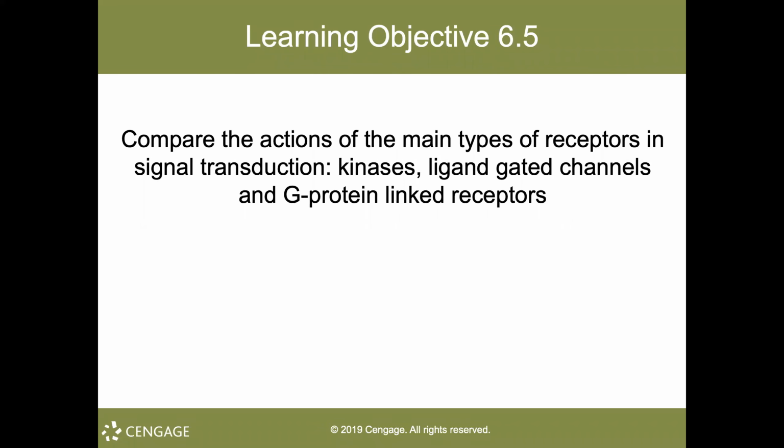In the last objective, we talked about receptors in general, and we spoke about the main types of receptors and the ligands that they bind. In this objective, we focus on what happens after the ligands bind to the receptors. So, what happens during signal transduction, with emphasis on the kinases, the ligand gated channels, and G protein linked receptors.